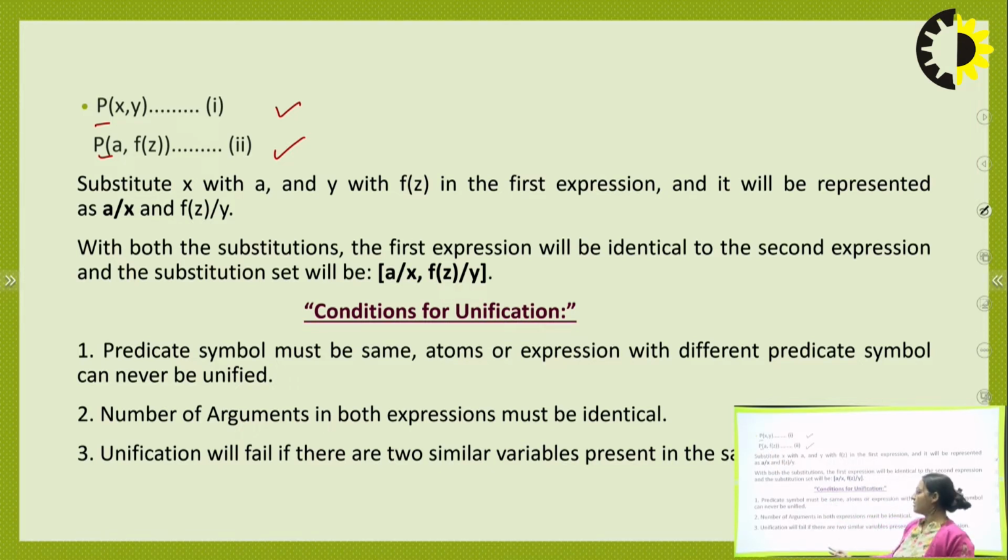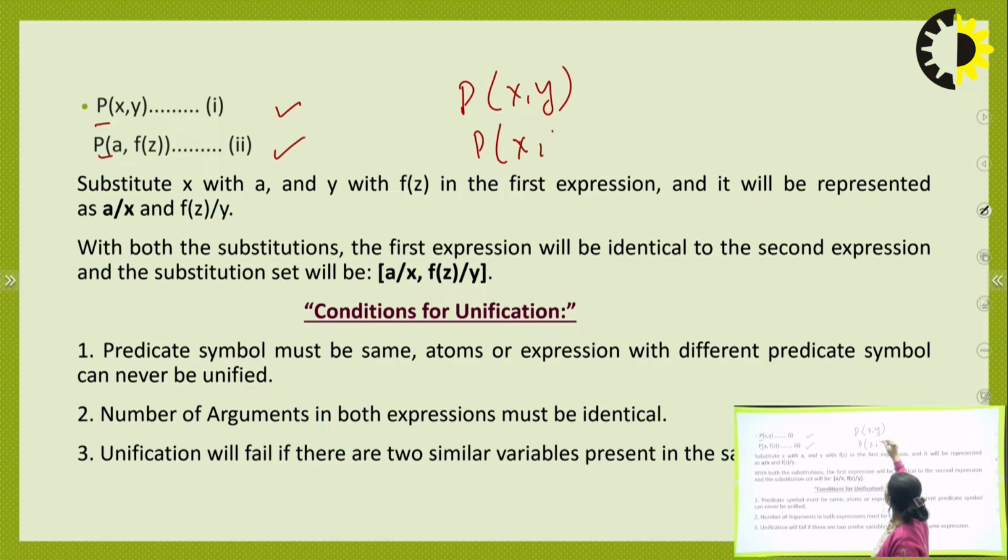The third condition says the unification fails if they are two similar variables. That means if I am saying that there is a p(x, y) and here is a p(x, L), in that case the predicate is the same, the parameters are the same, but the argument is the same, that means here also x and here also x. So you cannot take the same term name. That means the name should not be identical in that case. So these are the conditions of unification.